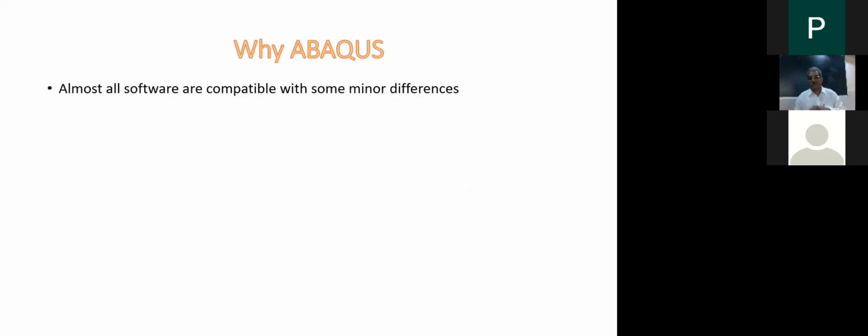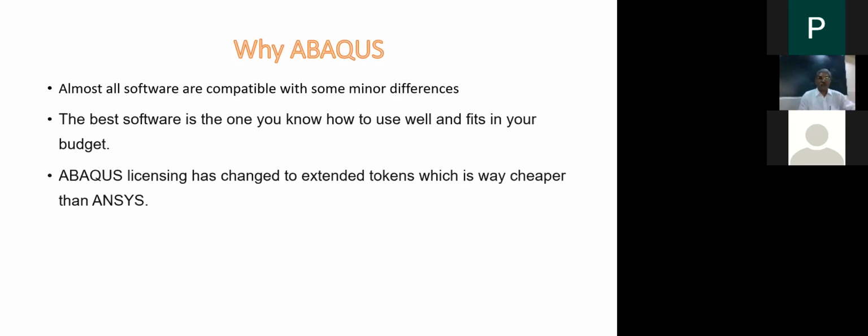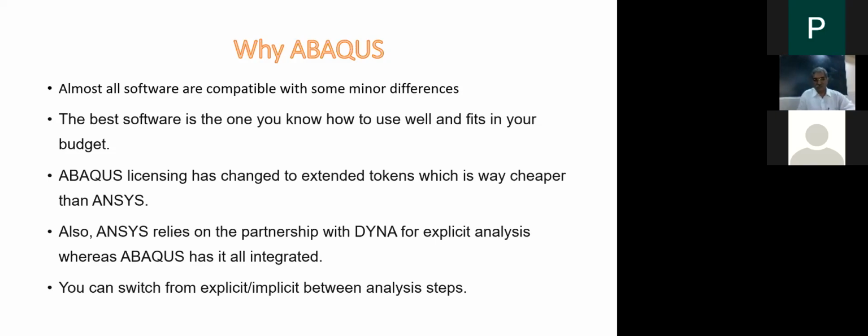Now, why only ABAQUS are we talking about? Because almost all software is comparable, with some minor differences. The best software is the one you know how to use well and which fits your budget. That is very important. ABAQUS licensing has changed to extended tokens, which is way cheaper than ANSYS. This is the major difference between ABAQUS and ANSYS. Also, ANSYS relies on a partnership with LS-DYNA for explicit analysis, whereas ABAQUS has it all integrated. You can switch between explicit and implicit between analysis steps in ABAQUS.